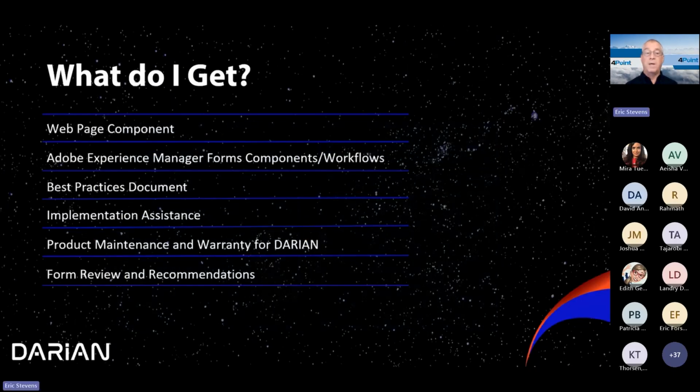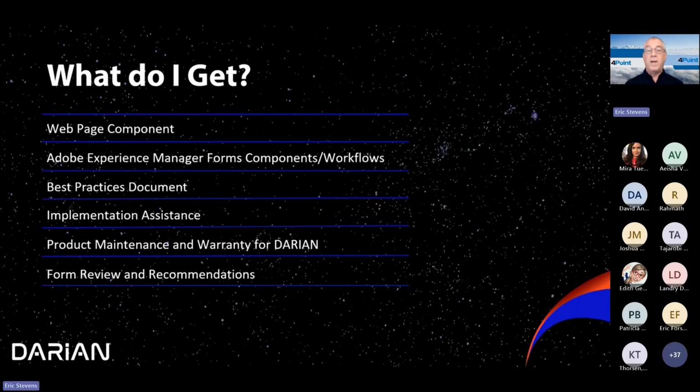What do you get? You get the component that goes on the web page. You get the AEM forms components and appropriate associated workflows. You get a best practices document that talks about what you should look for in your XDPs and our recommendations for which forms you should start with, what kind of experience you should expect depending on the complexity associated with the form. Those general, here's what you should be doing. You get implementation assistance. We're going to help you set this up. We're going to help you set this up in the web page. We're going to help you set up AEM forms. We're going to help you connect all those pieces together. We're going to help you get that loaded, running, and ready to go.